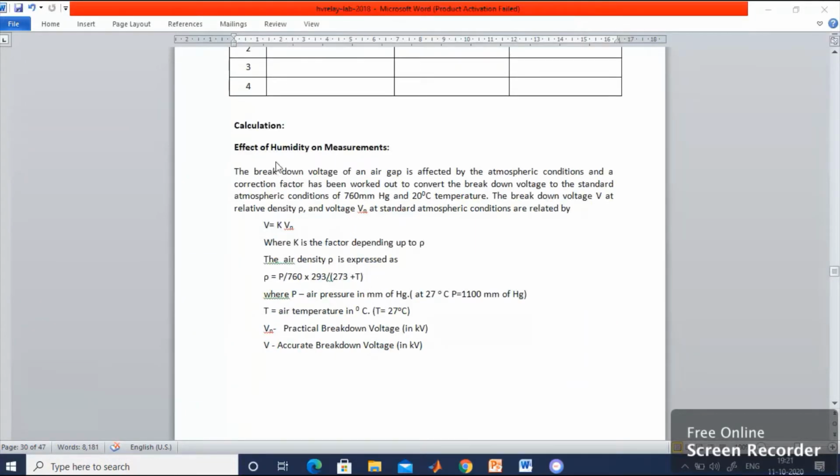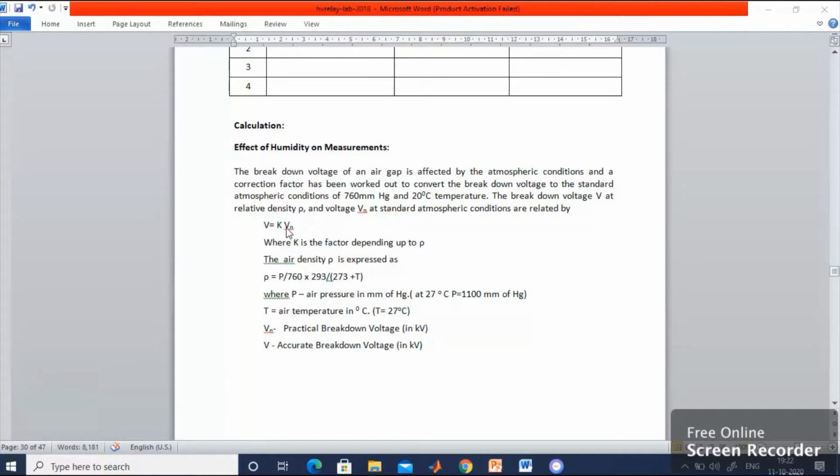So these are the calculations for getting the accurate value of breakdown voltage by considering the air density correction factor. The same equation I have applied for the sphere gap arrangement also. The same condition can be applied here. That means V is equal to K into Vn, where V is the accurate value of breakdown voltage, K is the air density correction factor, and Vn is the practical value of breakdown voltage.